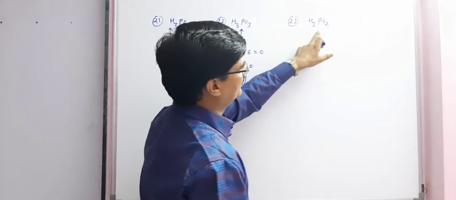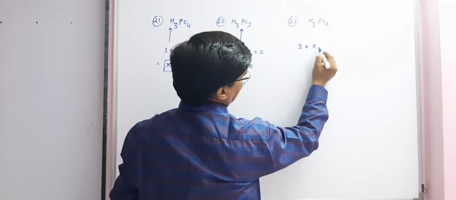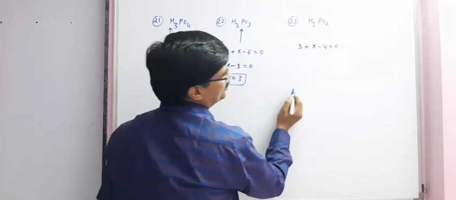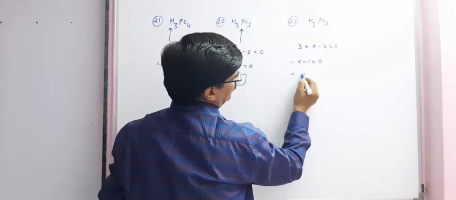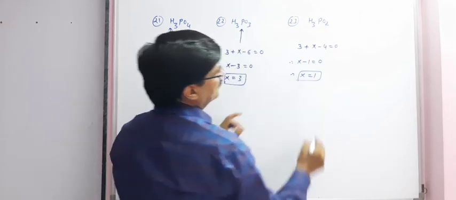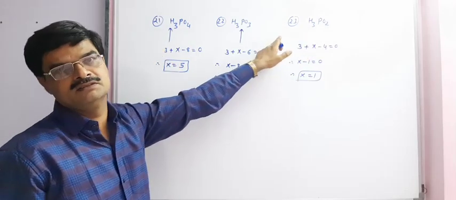Let us check for this case, H3PO2. Again 3 plus X minus 4 is equal to 0. Therefore, X minus 1 is equal to 0. So X is equal to 1. So we can find different oxidation states.